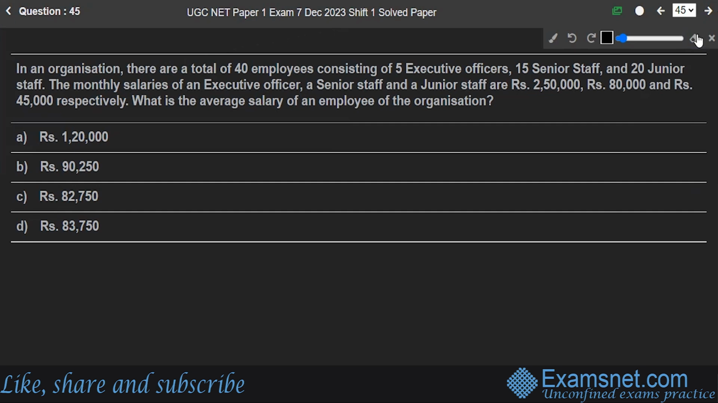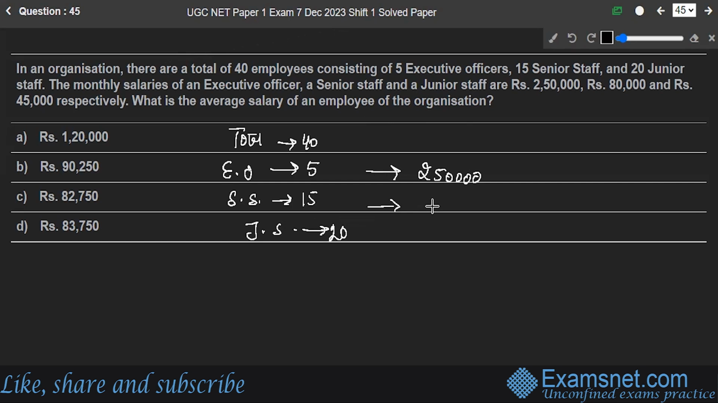See, the total number of employees are 40. Let's write down. Total are 40. Executive officers are 5. Senior staff 15. Junior staff is 20. Now the monthly salaries are also given. For the executive officer you have 2,50,000. The senior staff you have 80,000 and the junior staff 45,000, right? Now what do you have to find out? Average salary of an employee in the organization.